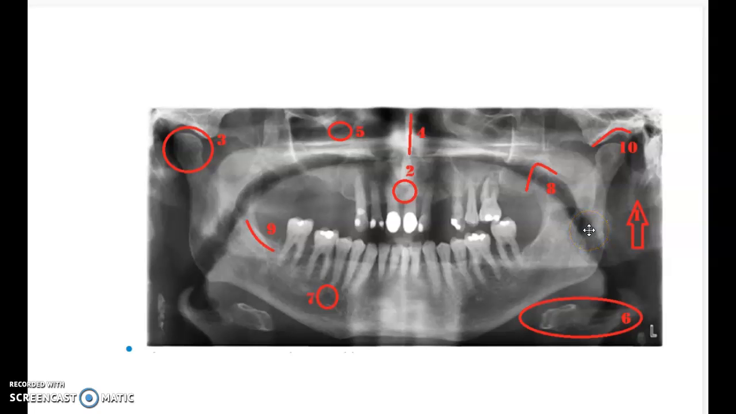Hello, this is Ronnie, and I'll be discussing my homework with anatomy identification of three panoramic x-rays.